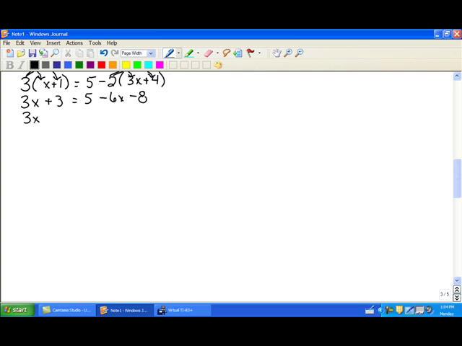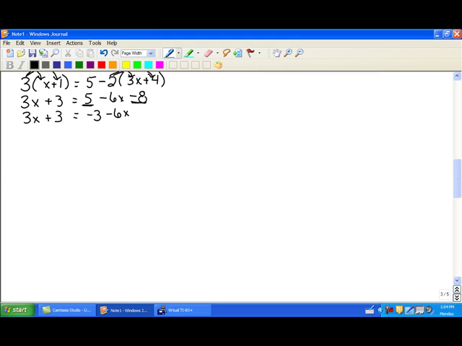We're going to combine our like terms on the right side of this equation, combining the 5 with the negative 8 to give me a negative 3 minus that 6x. At this point, you'll notice we have x's on both sides of the equation.